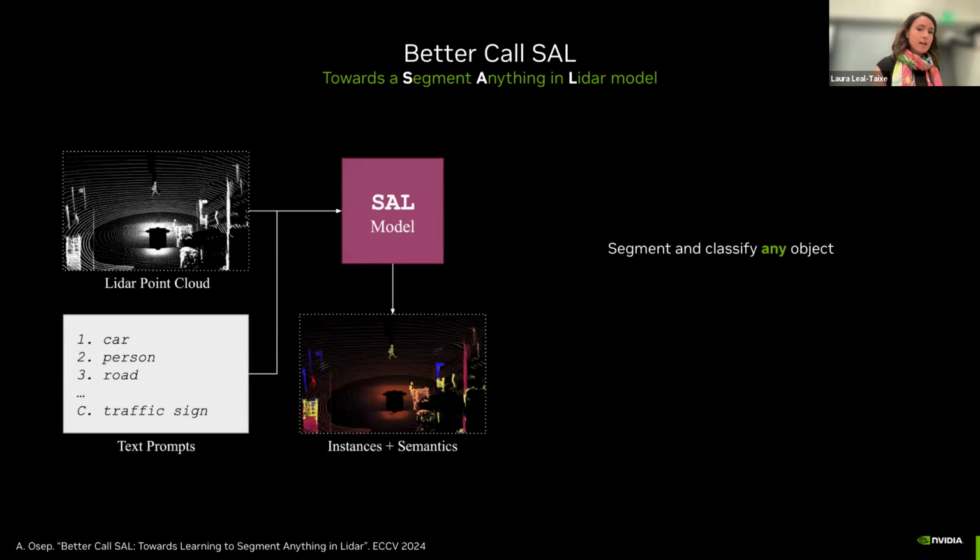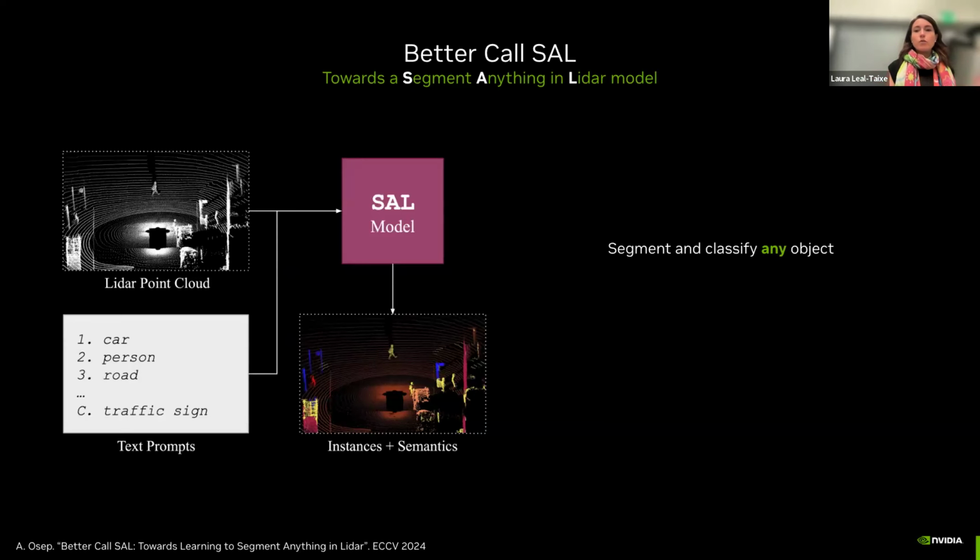Let's start with the first one, SAL. Essentially our goal is to get a LiDAR point cloud as input and a series of text prompts. Then our model should give us as output the instances and semantics. So it should learn to segment and classify any object.